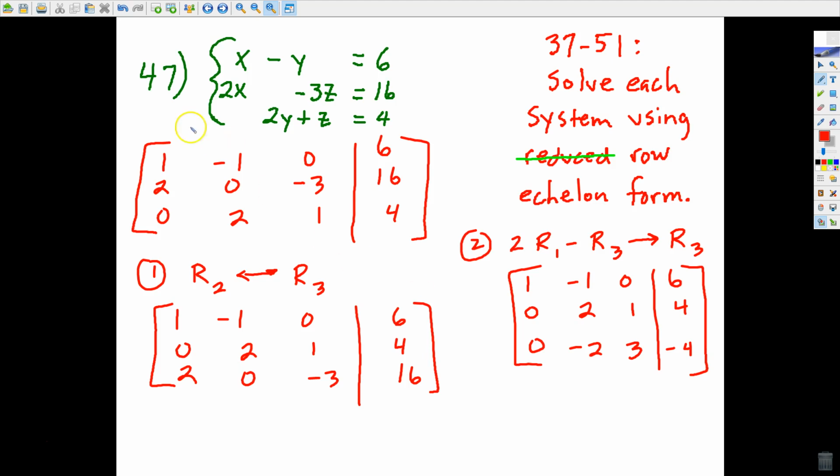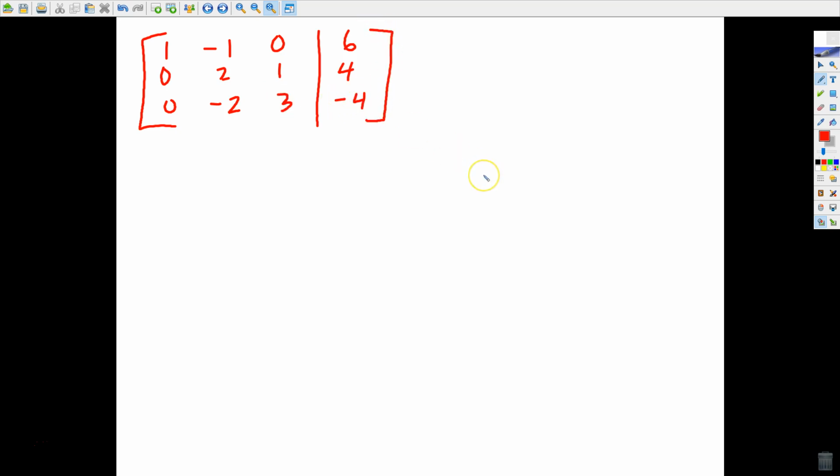Now I'm kind of running out of room, so if somebody will read that off to me, I'm going to go to a new slide. Can somebody read that? Ruthie, can you read that off? We just changed that one. That should be 0, 3, negative 4. Does that look good? I wrote the right numbers.